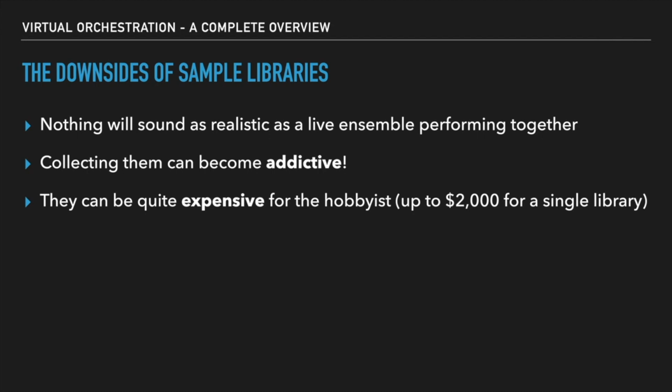So like we mentioned before, it can cost up to like $2,000 for a single library. And if you want dedicated orchestral sections, that's like 4 $2,000 libraries that can cost you basically $10,000 just to complete your core orchestra. Obviously, there are many cheaper options, but just so you know, if you collect many of them, then they can cost a lot of money.